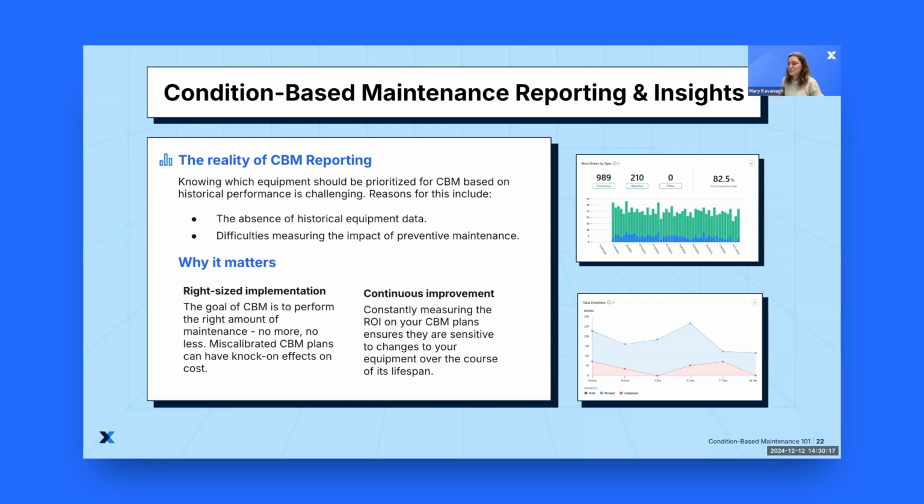Second point here, continuous improvement. Constantly measuring the return on investment on your condition-based maintenance plans ensures they are sensitive to changes to your equipment over the course of its lifespan. So we want to make sure that we are hitting that right amount of calibration, but that right amount of calibration might change over time as your equipment ages and changes. So we need to make sure we are constantly monitoring this and reviewing it to make sure we have the right approach and nothing's being missed.